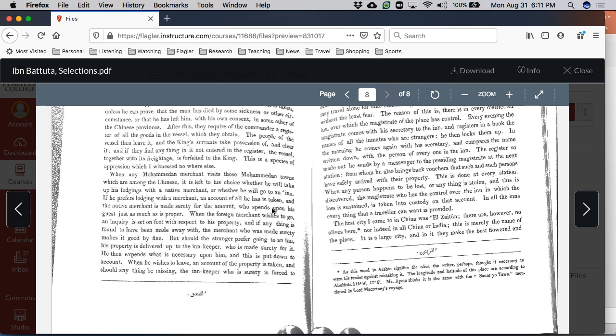So there is this Muslim infrastructure in China, right? A system of inns, Muslim quarters in Chinese cities, and even a system of laws to ensure that foreign merchants will have their goods protected as far away as China.